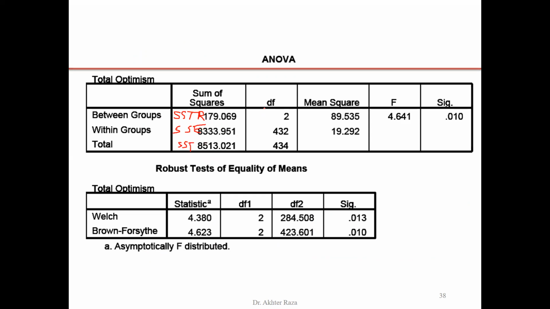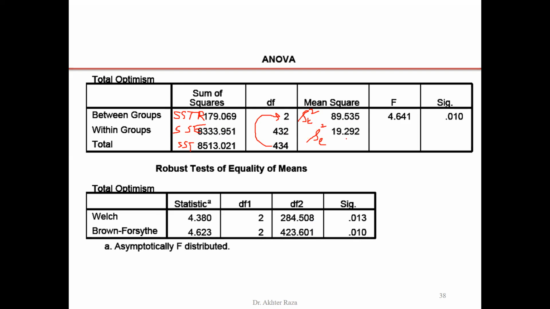Degrees of freedom can be obtained. We have 3 groups, so the degree of freedom is 2. We have 435 observations in total, so 434 degrees of freedom. If I subtract this 2 from this, we have the degrees of freedom for error. Similarly, the mean square can be computed by 179 divided by 2. This is 8333.951 divided by 432. It is 19. Now, this is the S square for the known source or treatment, and this is the S square error. We have to take the ratio of these two S squares.